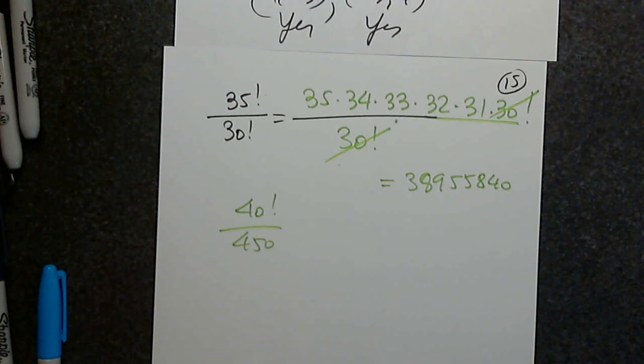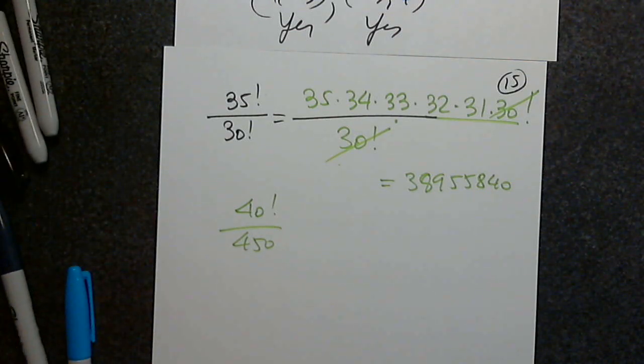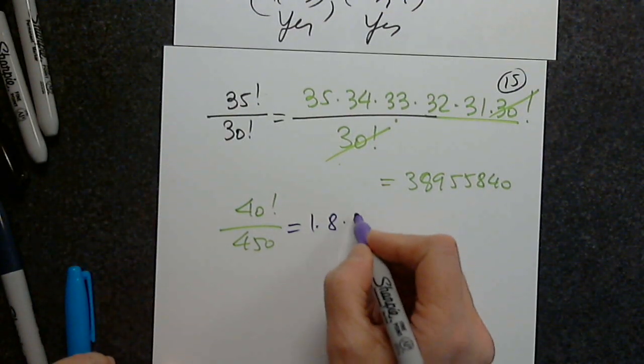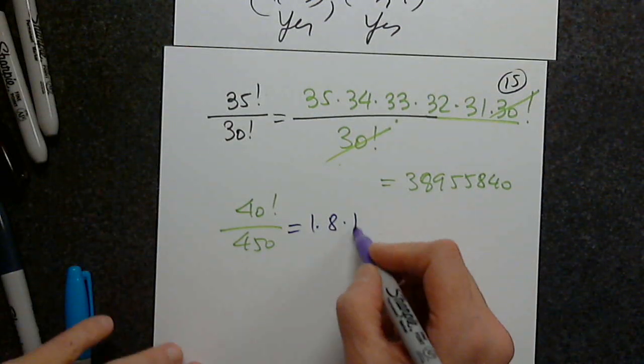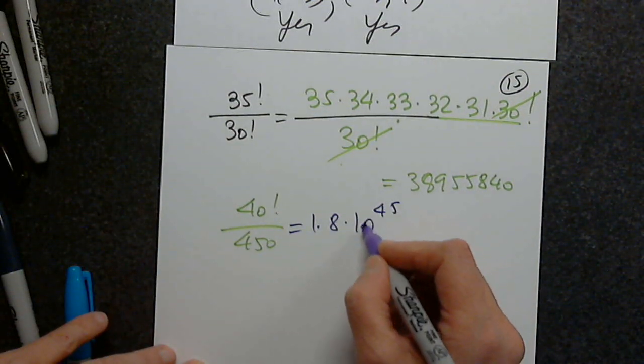Be very careful and read the number carefully. So this is 10 to the 45th power. It's a humongous number. So 1.8 times 10 to the 45th. I cannot even name that number. I don't even know what it looks like. So 1.8 times 10 to the 45th power.